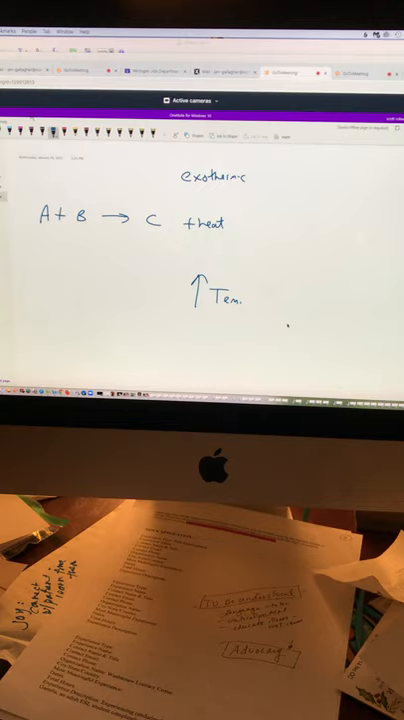If I increase temperature, what happens to the rate of this reaction? Heat's over here, so what's going to happen? If I increase temperature, what's going to happen?